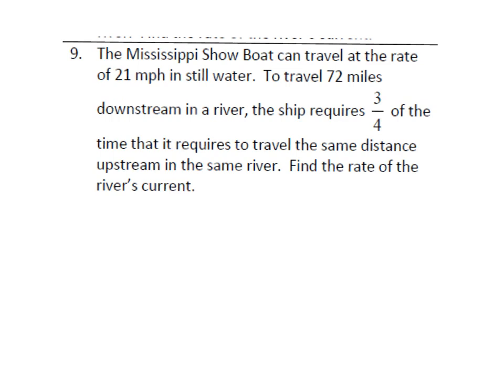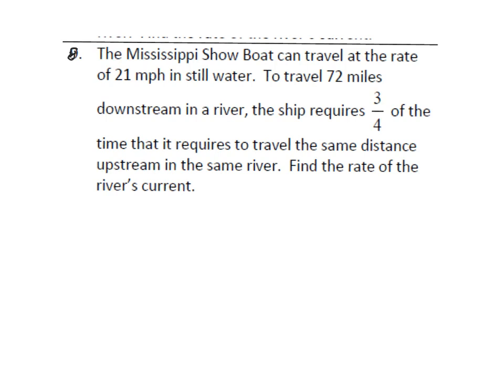All right, this is problem number 8 on the worksheet. I'm going to change this to an 8. And it says, the Mississippi River boat can travel at the rate of 20 miles per hour in still water. To travel 72 miles downstream in a river, the ship requires 3/4 of the time that it requires to travel the same distance upstream in the same river. Find the rate of the river's current.